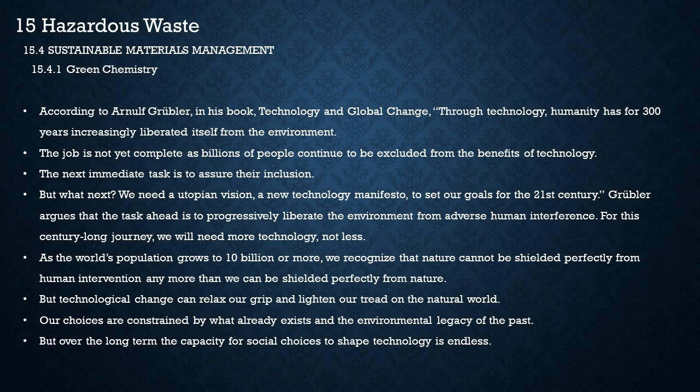According to Arnulf Grubler in his book Technology and Global Change, through technology humanity has for 300 years increasingly liberated itself from the environment. The job is not yet complete as billions of people continue to be excluded from the benefits of technology. The next immediate task is to assure their inclusion. But what next? We need a European vision, a new technology manifesto to set our goals for the 21st century. Grubler argues that the task ahead is to progressively liberate the environment from adverse human interference. For this century-long journey, we will need more technology, not less.